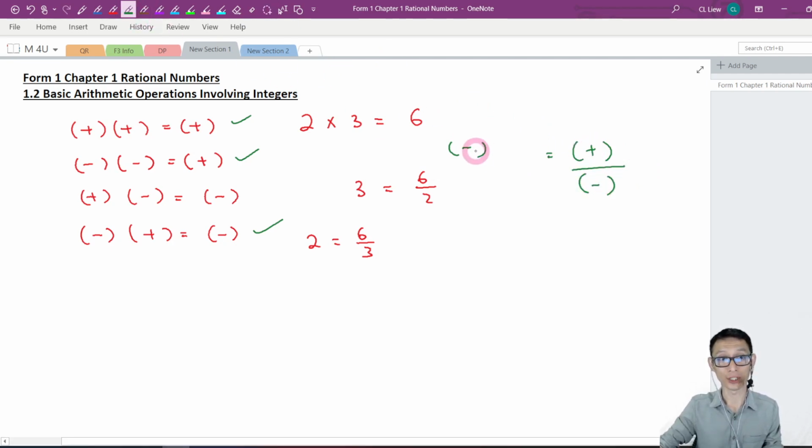Positive divided by negative, you get negative. Positive, negative, you get negative. This is why division actually uses the same rules as multiplication. Okay, so I hope that you can remember these rules.